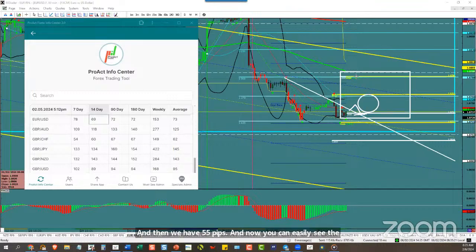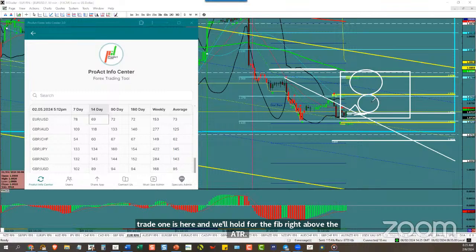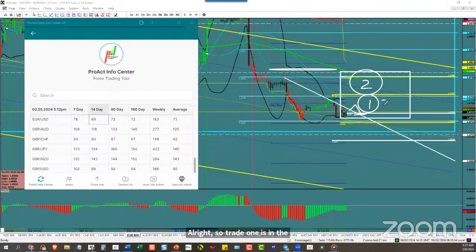Trade 1 is here and trade 2 is here, and we'll hold for the fib right above the ATR. There it is. So how do you trade that? Trade 1 is in the head, trade 2 is in the body. It's an upside down snowman. One third of my lots with 3 times the technical stop. When trade 2 goes in, it has 2 lots, or 2/3 of my lots. This stop gets moved to break even at minimum, and you follow it up to the target.